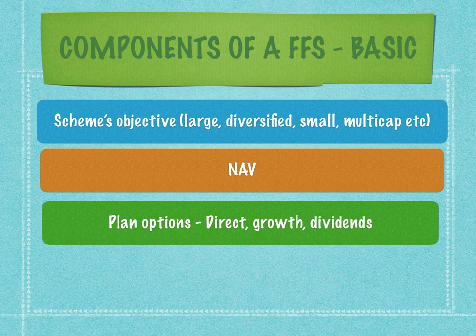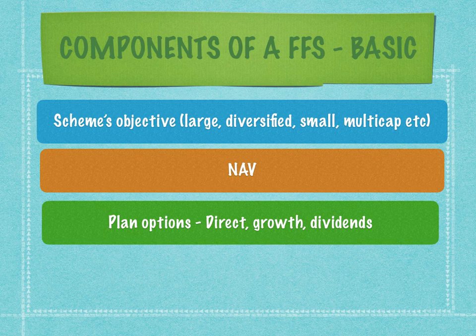The second component of the fund fact sheet is the NAV, also called the net asset value. The net asset value is the price of a unit of the mutual fund. The NAV is an indicator of the fund manager's performance. Increases or decreases in NAV are a clear indicator of how the fund manager has performed, of how the fund has performed. And therefore, NAV is an important number to be disclosed.